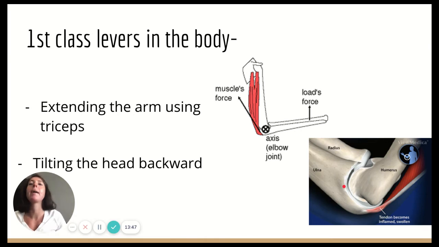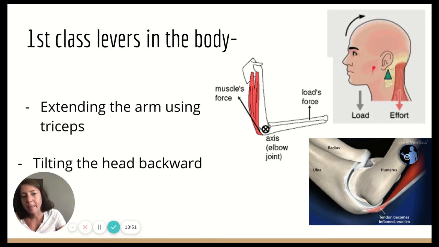Next, we have tilting the head backwards like this. So here, the fulcrum would be the foramen magnum over the atlas and axis of the vertebrae. We have that in the middle. The effort would be your neck muscles pulling backwards, and the load or the resistance is all of your face muscles, specifically your mandible, which is really heavy, resisting that effort.